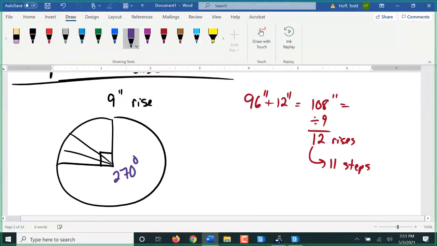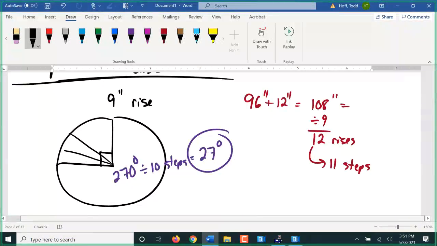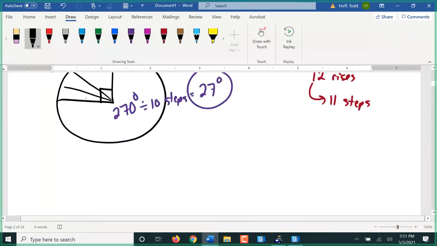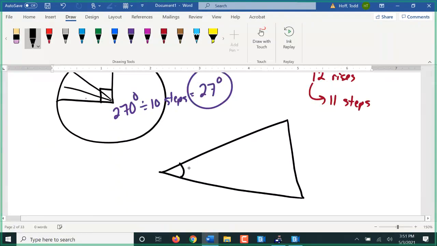270 degrees here. Let's say that we're going to put one of our steps underneath. So the second step, when you step up on it, you would actually still have barely minimum head clearance. We're going to divide that by 10 steps. 27 degrees per step. That means this would be 27 degrees here.